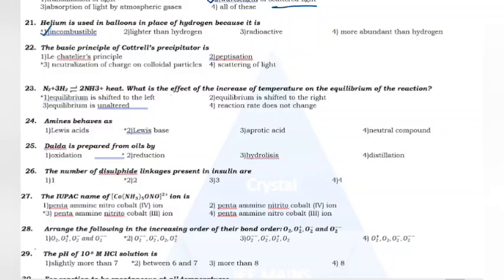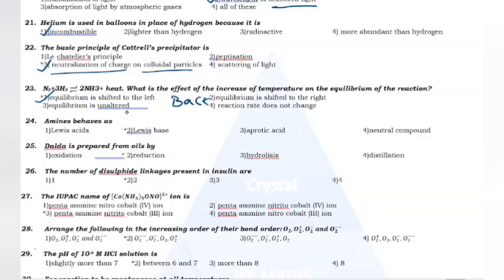Next, amines behave as Lewis bases. For example, the general formula of a primary amine is RNH2, where the nitrogen carries the lone pair, which it can donate, hence it can act as a Lewis base, as we discussed earlier.